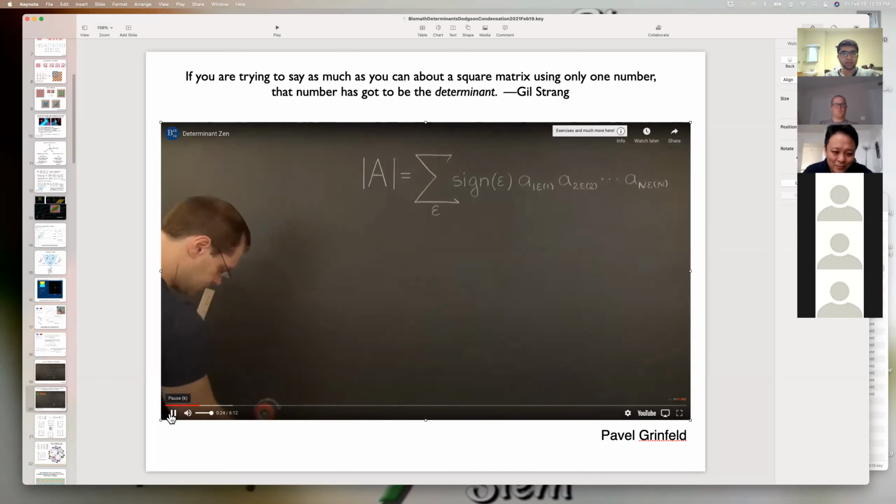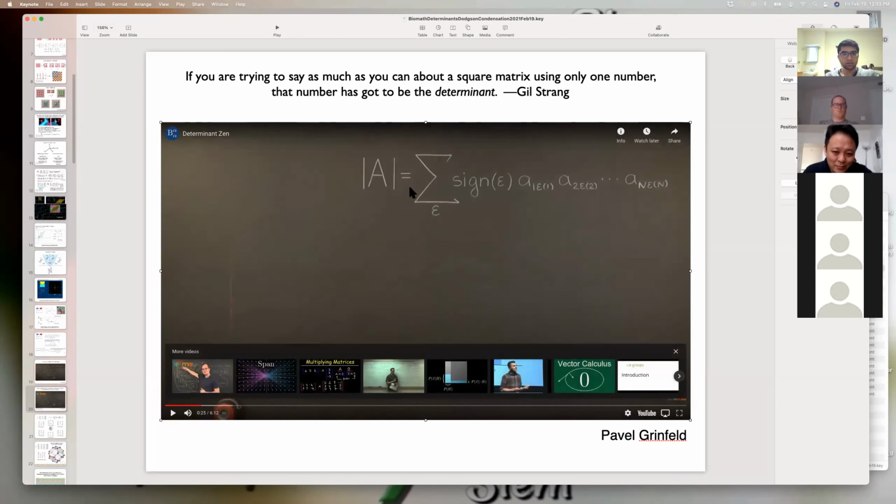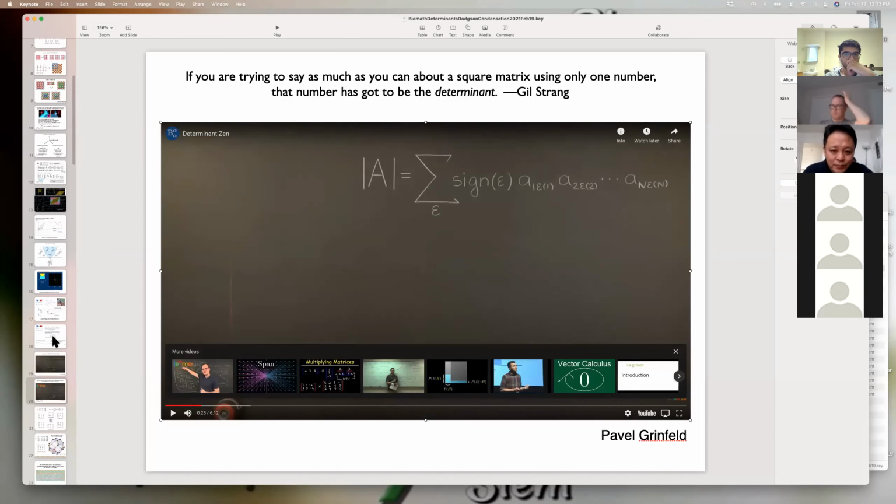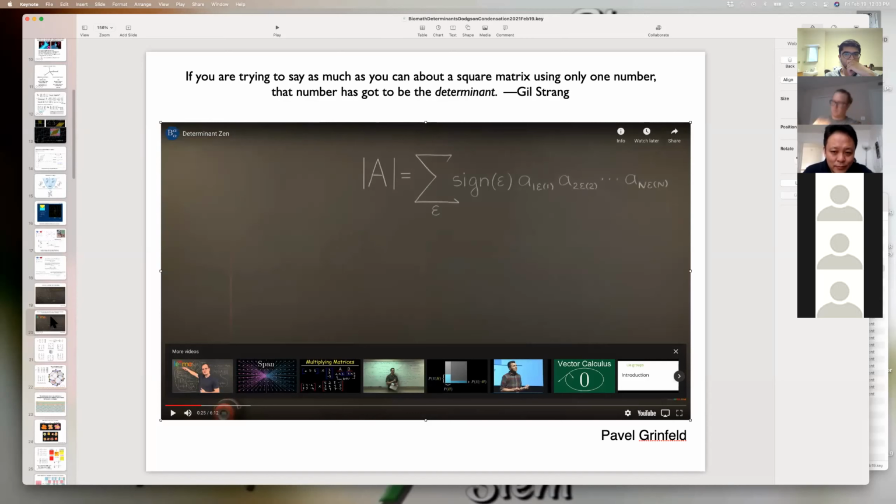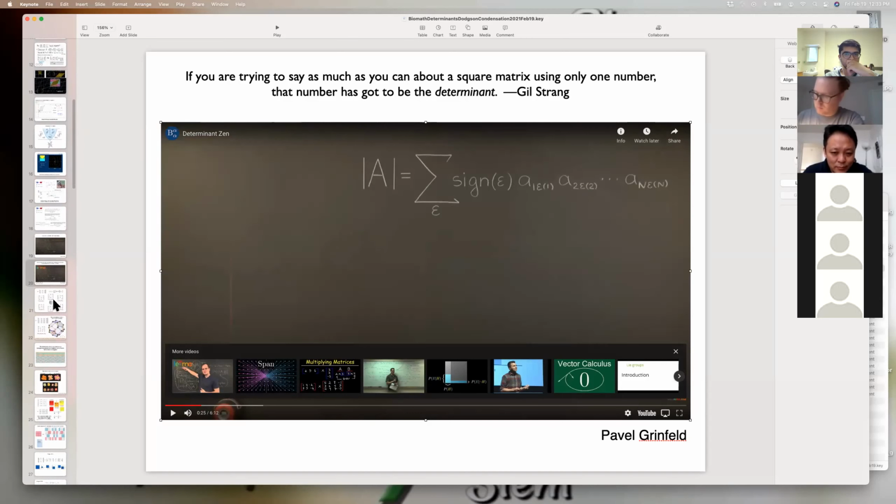This is a Zen determinant movie. Okay, so the first thing that's written down is this: the determinant of the matrix involves a sum over permutations of products of the elements of the matrix. This is something that might be less familiar to many of you that I wanted to go over.